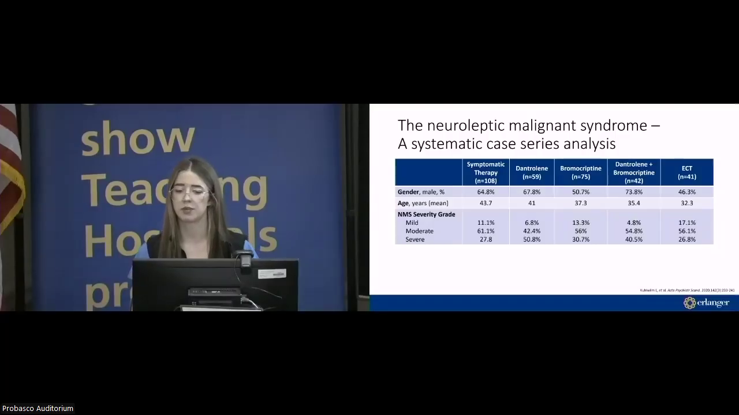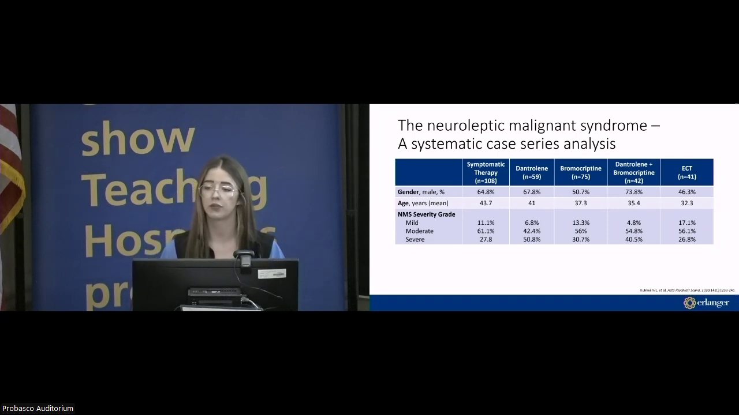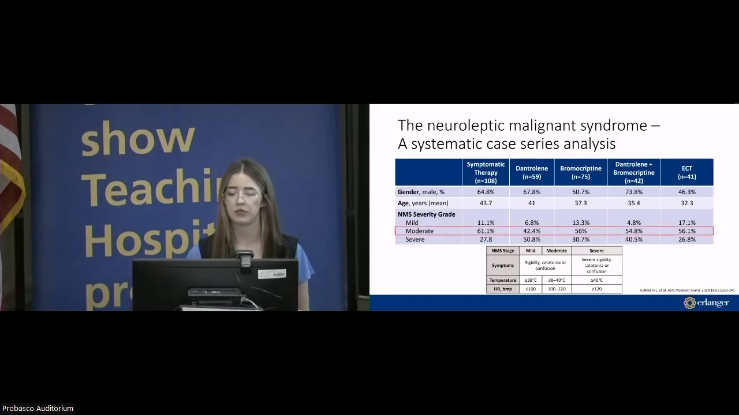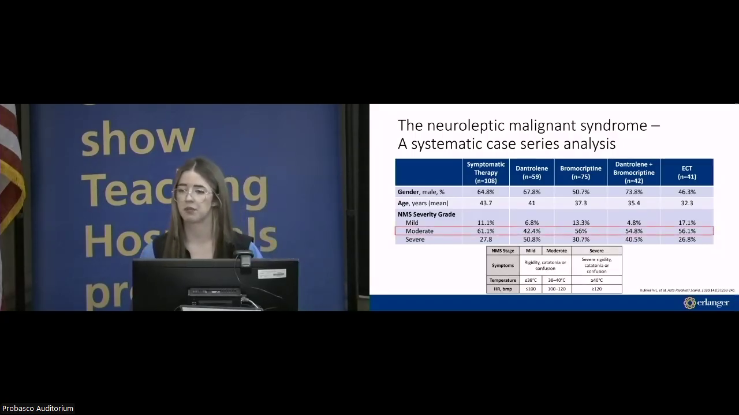This table shows the baseline characteristics across the five treatment groups. Patients had a mean age in the 30s, early 40s, and a slight male predominance in each group. Most cases were graded as moderate to severe NMS using the author's staging system seen in the chart below, which was based off of symptoms, temperature, and heart rate.